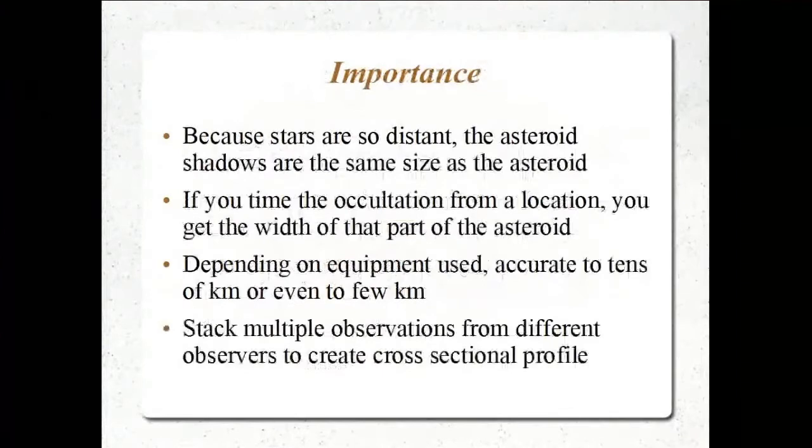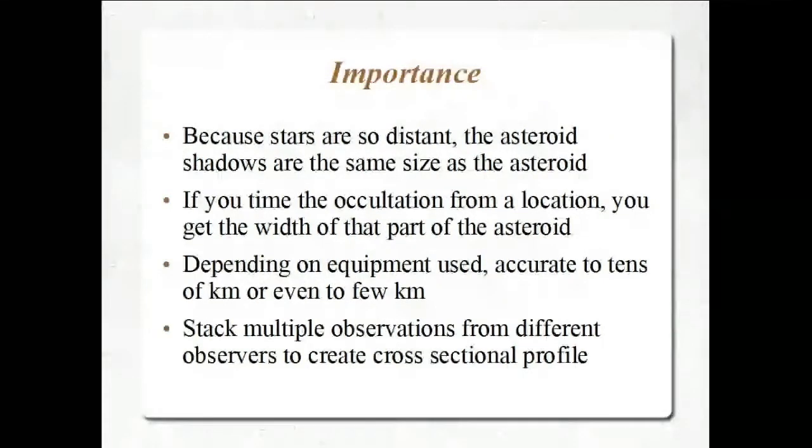So, a little bit about the importance. Because stars are so distant from us, the photons of light from the star reach us traveling basically parallel to each other. And this means that when an asteroid passes in front of a star, the shadow that it casts onto the Earth is about the same size as the asteroid itself. If you time the occultation from a specific location on Earth, and you know the speed that the asteroid is traveling at, you get the width of that part of the asteroid.